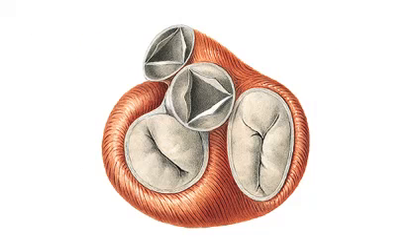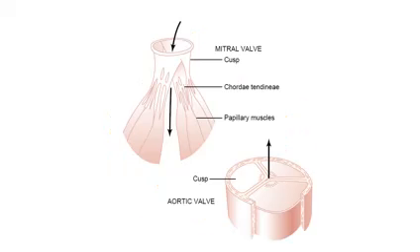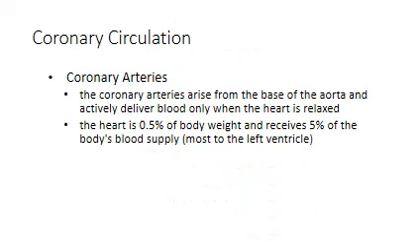So these are the semilunar valves. So these are the bicuspid and tricuspid valves. So coming to the coronary circulation, as we all know, the coronary arteries are the ones which supply the blood to the heart.